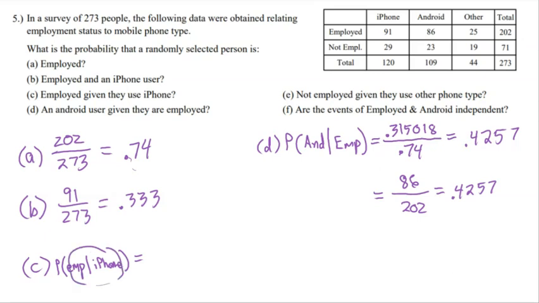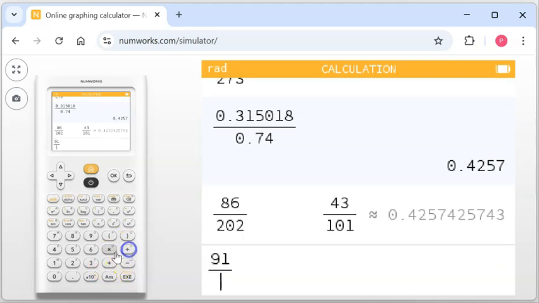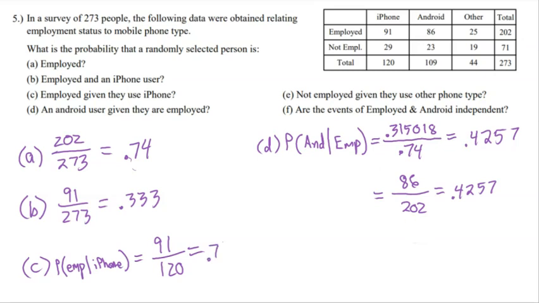So look, if we do employed and iPhone, which is 91, divided by just iPhone, which is 120, so 91 over 120, it's going to give us that same answer. 91 divided by 120 gives us that same 0.758, 0.7583, which is what we had before.